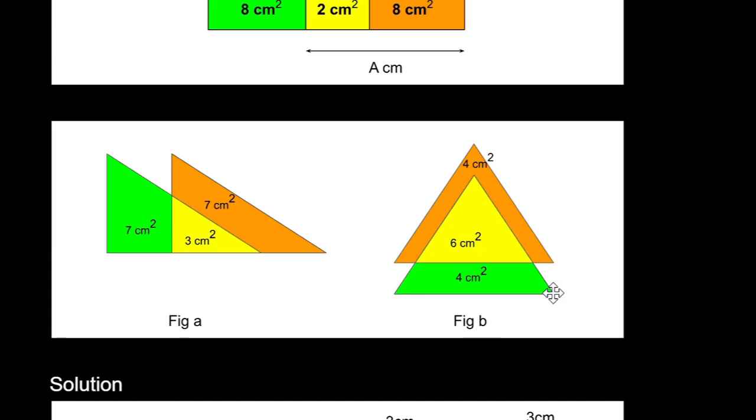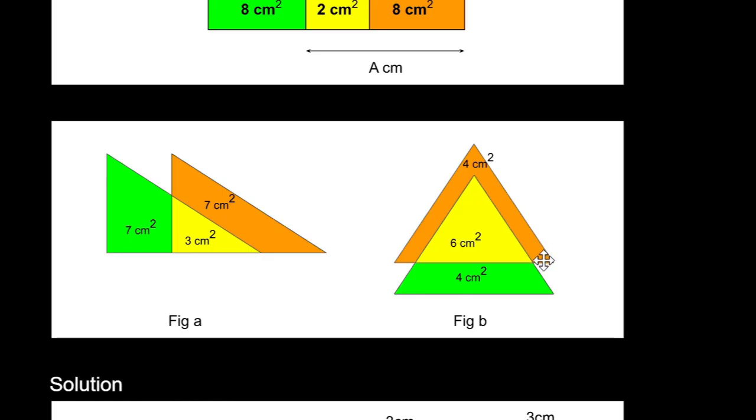Similarly, for figure B type of question, if this triangle is 10 centimeters square and the second triangle is 10 centimeters square as well, 6 plus 4 here and 6 plus 4 below, the area of overlap is 6 centimeters square, which means the area where they are not overlapped for the first triangle is 4 centimeters square. The area not overlapped for the second triangle is also 4 centimeters square.